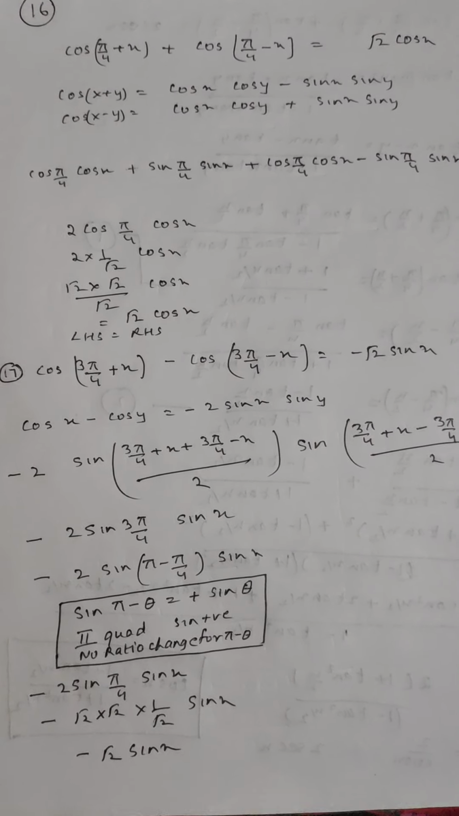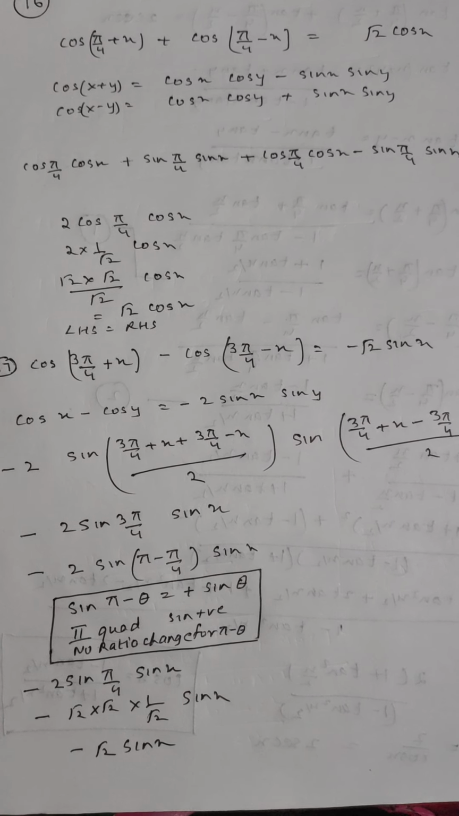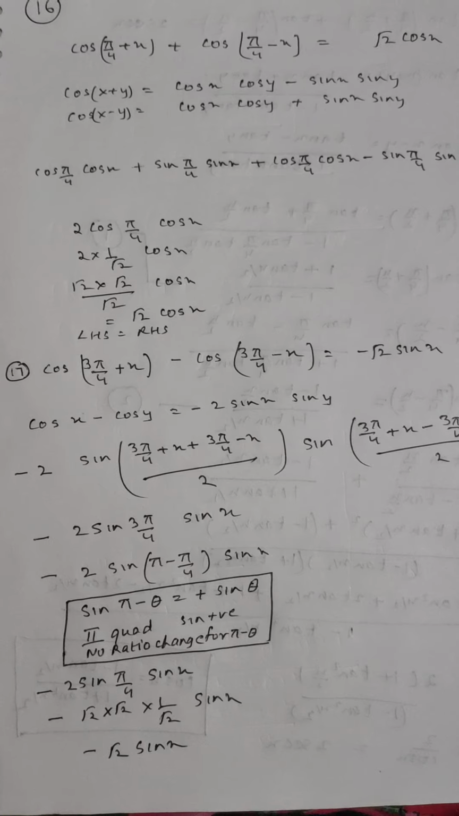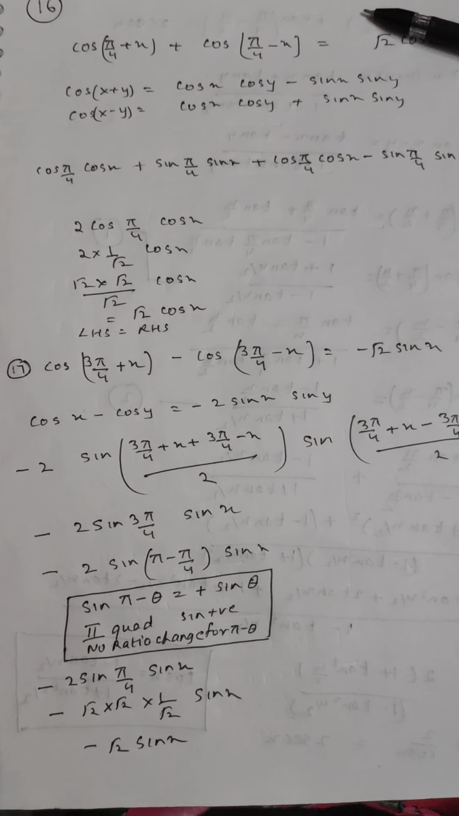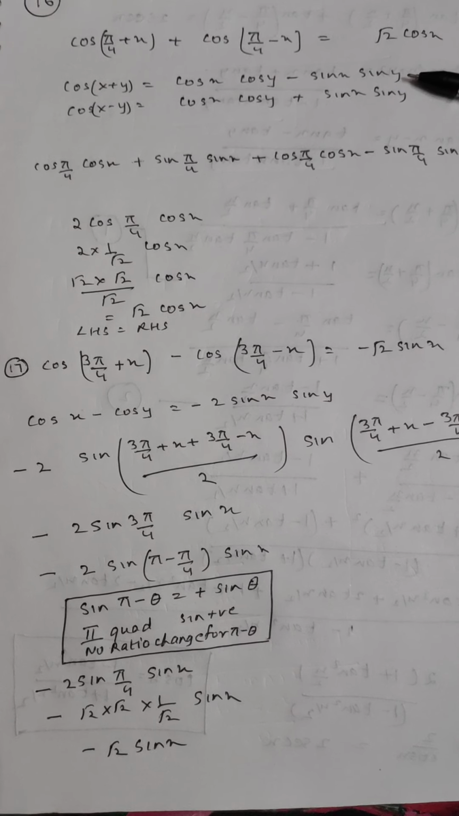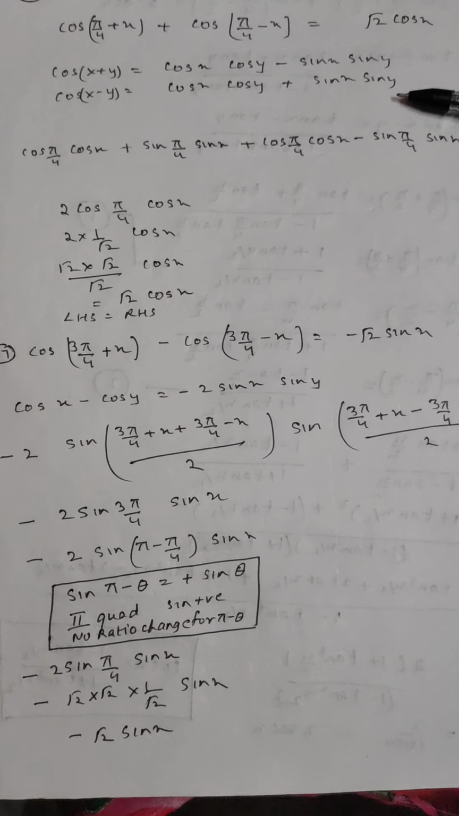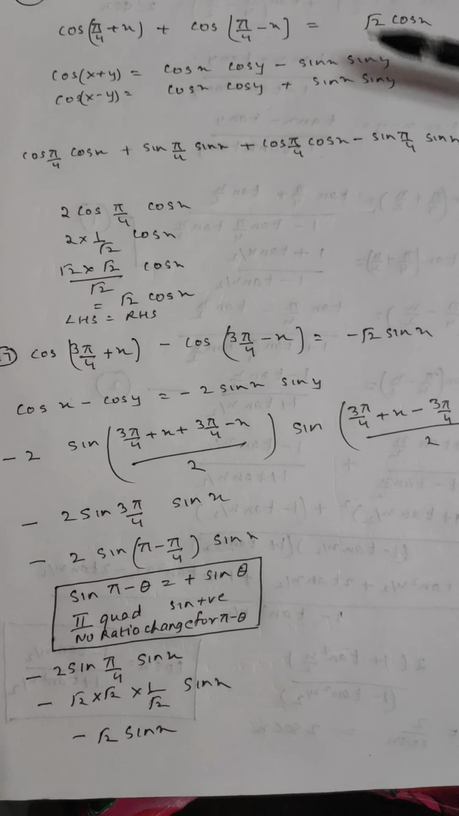Next question we are taking: cos (pi by 4 plus x) plus cos (pi by 4 minus x) is equal to root 2 cos x. How are we going to solve it? There are two ways of solving it. One of the ways is the formula cos (x plus y), which we know is cos x cos y minus sin x sin y. Cos (x minus y) is cos x cos y plus sin x sin y.